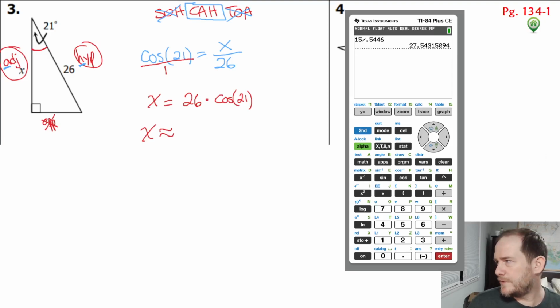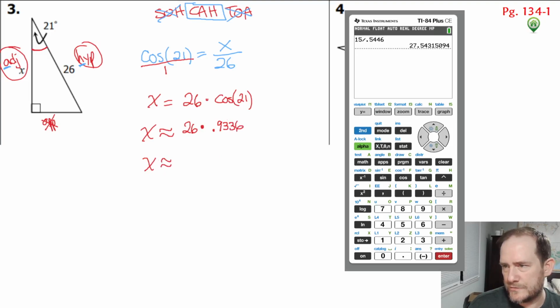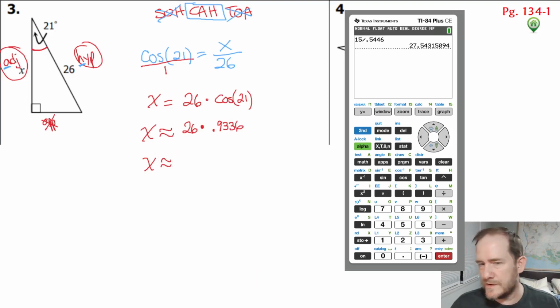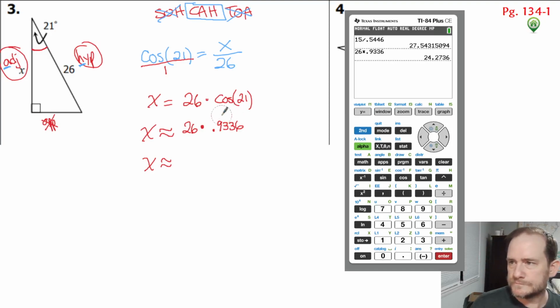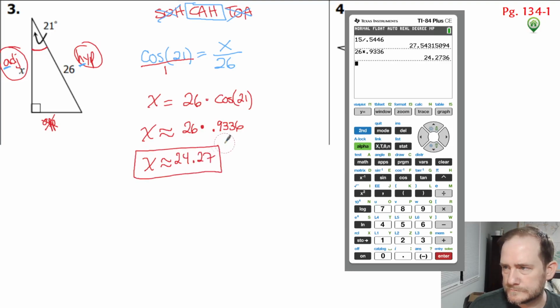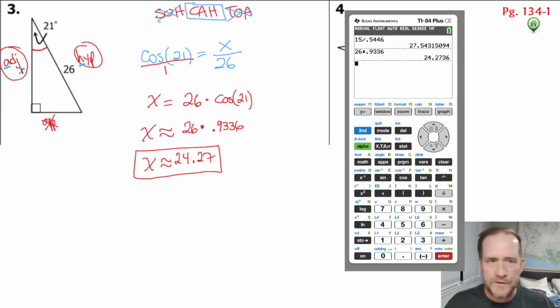So I'm going to do 26 times 0.9336. And that's going to come out to 24.27. That's it. So that's number 3. We can do 4 now. We move the calculator over. We'll tackle 4.